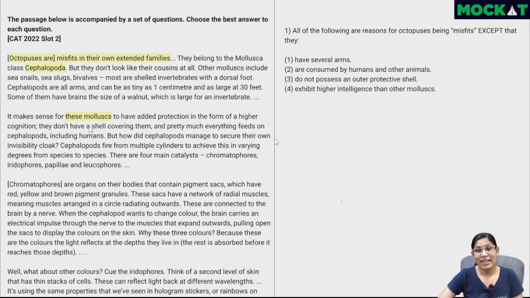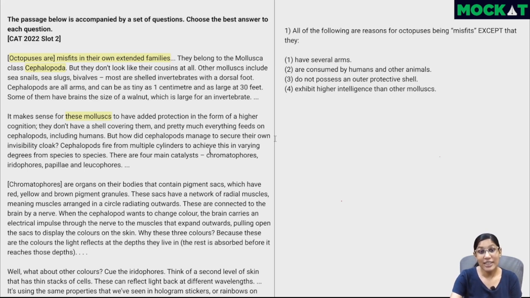So one is they have a brain which is pretty big for their size. The second thing is they are somehow able to make themselves invisible. Obviously, they don't have a literal invisibility cloak. There's some form where they are maybe camouflaging themselves, like we've learned from the question.